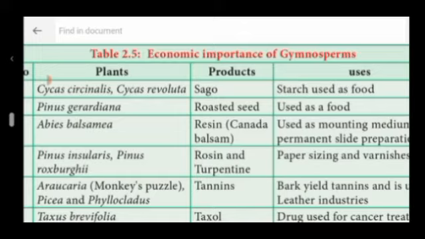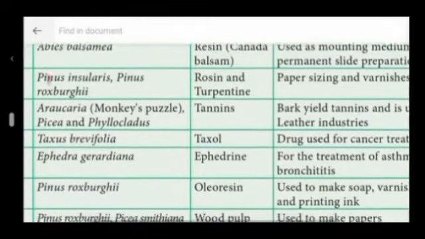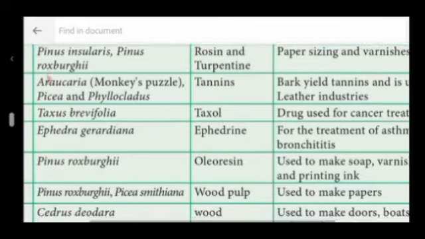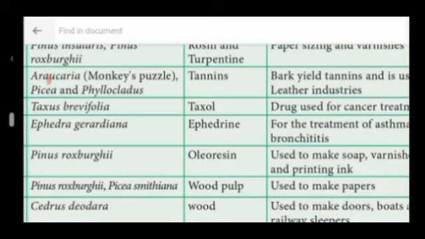The next, Araucaria, called monkey's puzzle, Picea and Phyllocladus. These plants yield a product called tannins. The bark yields tannins, which are used in the leather industries. Taxus brevifolia contains a product called taxol, which is used as a drug to treat cancer. The product obtained from Taxus brevifolia is used in the treatment of cancer.